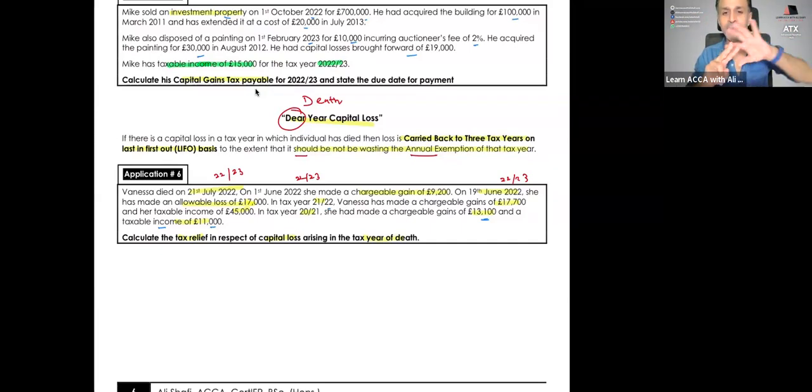You cannot bypass the basic explanation of current year and brought forward losses. You must have that with you before being able to top yourself up with death year capital loss. Fine with that. So a loss that has arisen in the tax year of death is called a death year capital loss, and it needs to be relieved against the capital gains of the last 3 tax years on a last in first out basis, to the extent that it should not waste the annual exemption of those 3 tax years.